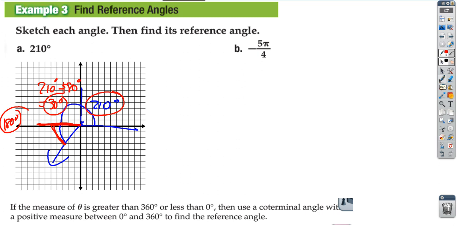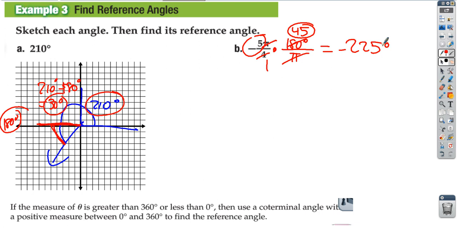All right, this one is radians. It's usually easier to think in terms of degrees, so we'll change this into degrees, and that's how you do it. You do 180 over pi. So the pi's will cancel. 4 goes into 180 45 times. 45 times negative 5 is negative 225 degrees.